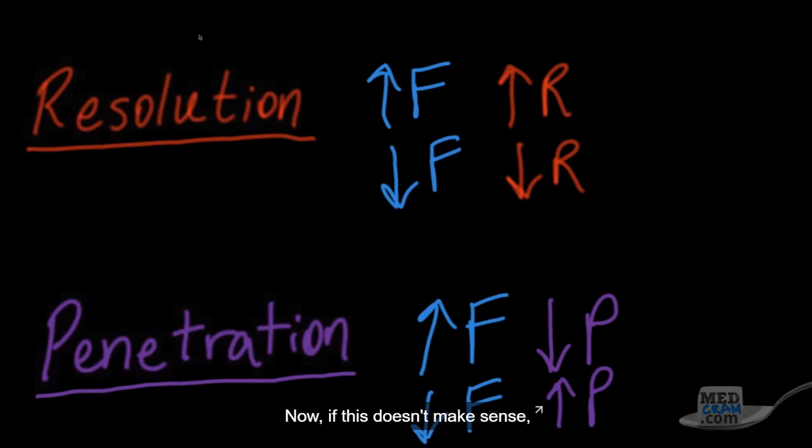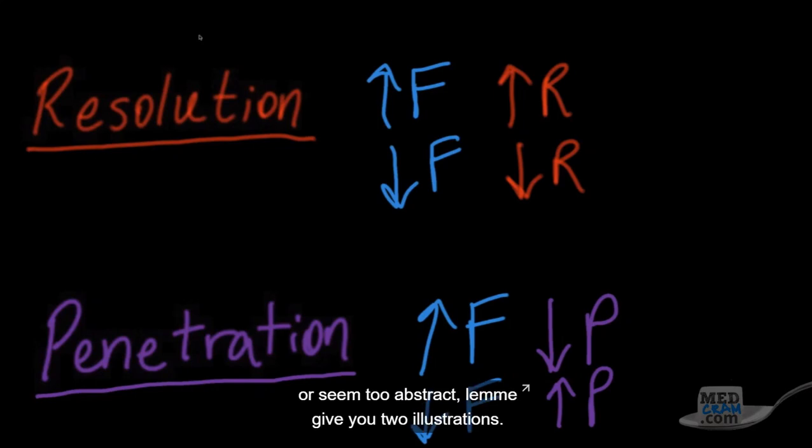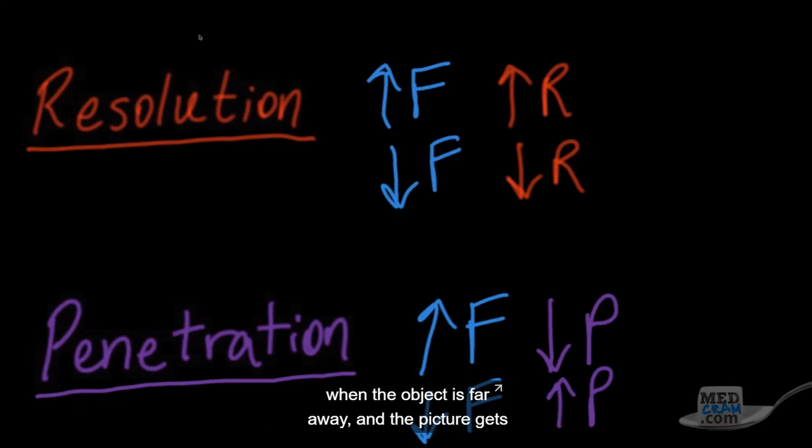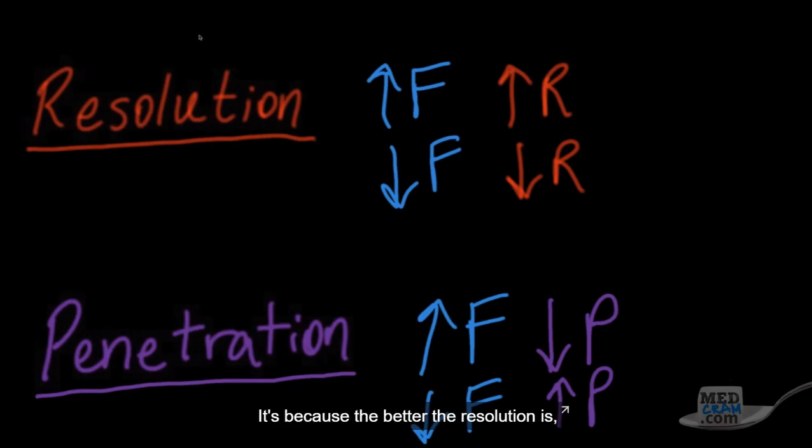Now, if this seems too abstract, let me give you two illustrations. One is in photography. In the age of smartphones all having cameras, many people know that the camera's resolution is rated in megapixels. So the higher the megapixels on your camera, the better the resolution is, or the prettier the picture will be. But as you know, if the object you are trying to take a picture of is a far distance away, your resolution decreases. You've all zoomed in on your smartphone when the object is far away and the picture gets all grainy and you can't see it as well. The resolution is better when the object is closer to you.